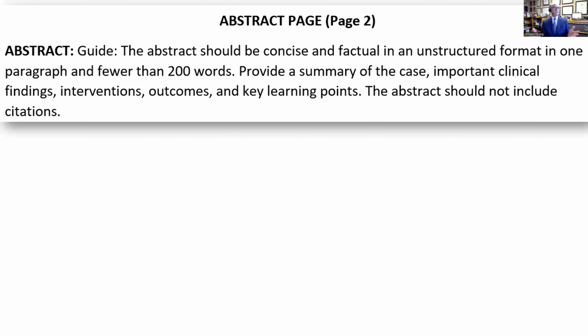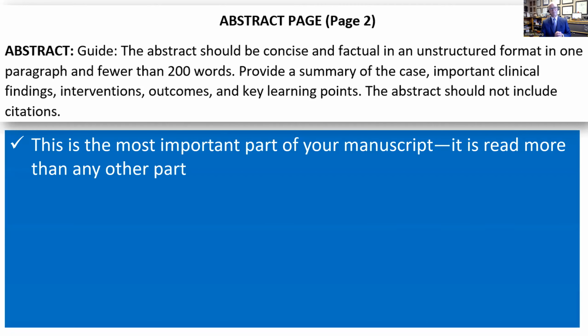On page 2, this is your abstract. The abstract should be concise and factual in an unstructured format: 1 paragraph, 200 words. This is a challenge. Provide a summary of the case, important clinical findings, interventions, outcomes, and key learning points. It should not include citations.